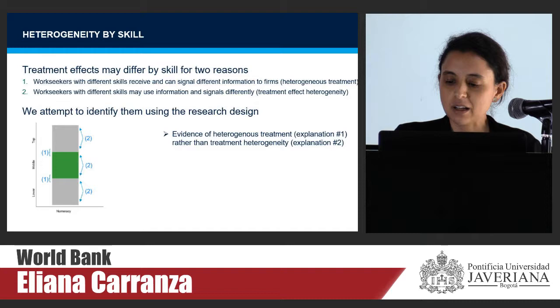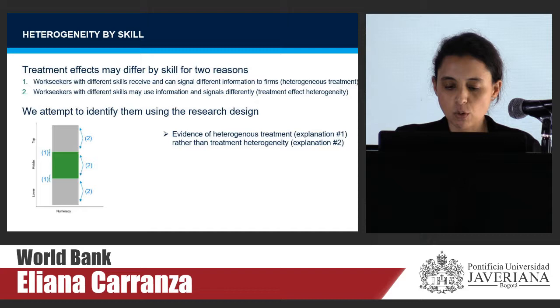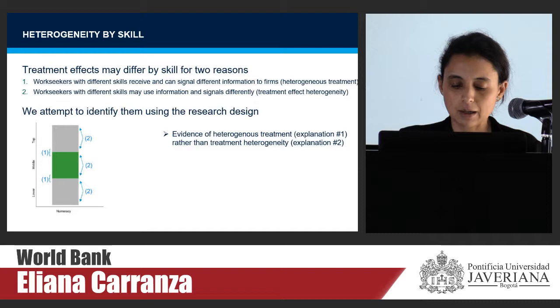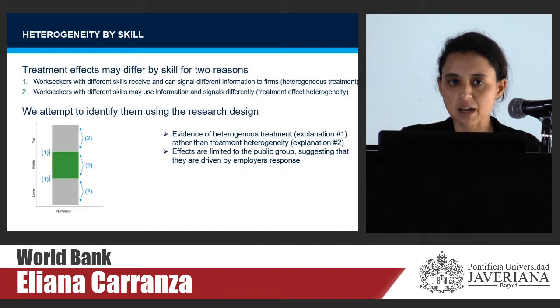In the public group, people who scored just above the threshold to be in a higher tercile are marginally more likely to be employed and more likely to have higher earnings. And besides, we find that there are no effects for the private group, suggesting that effects are driven by employers' more favorable response to people who have more positive signals rather than operating through changes in work seekers' beliefs.